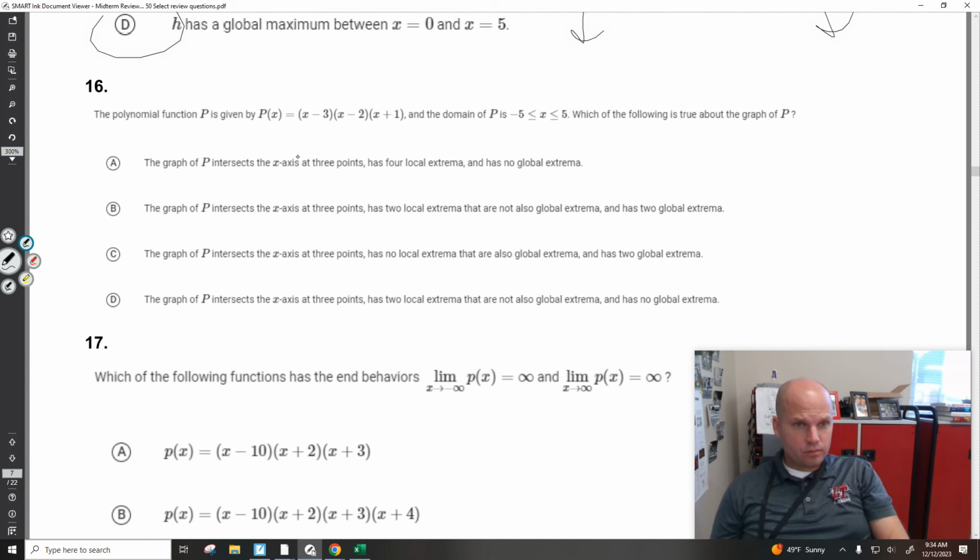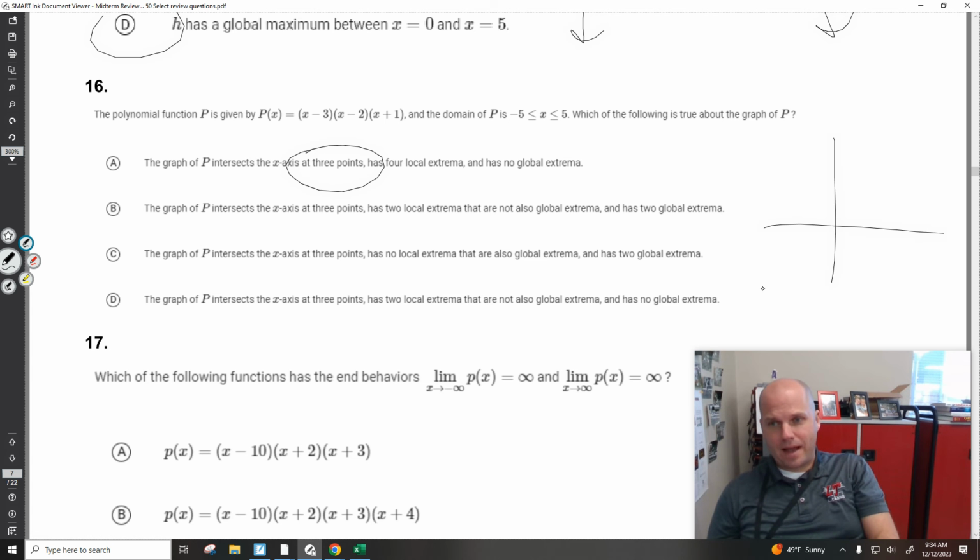3 zeros. It's an x cubed. No overall maxes or mins.